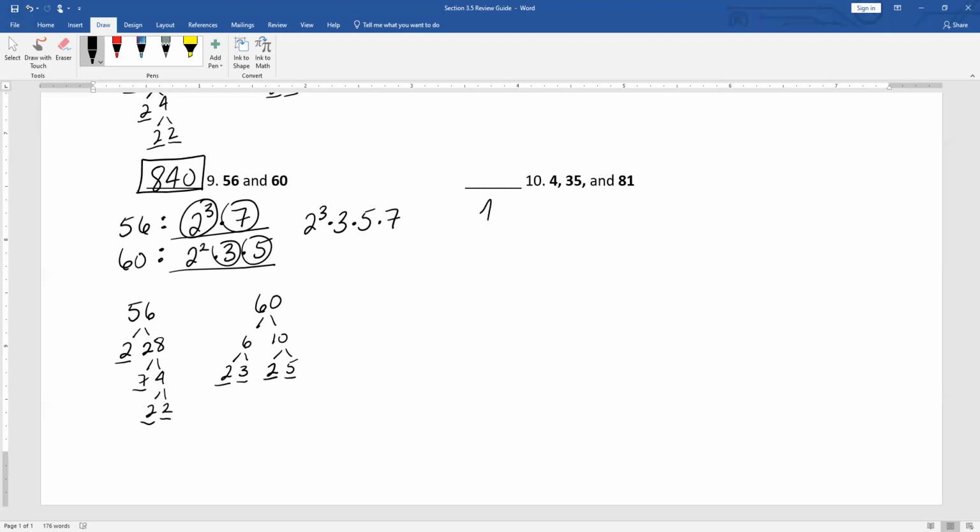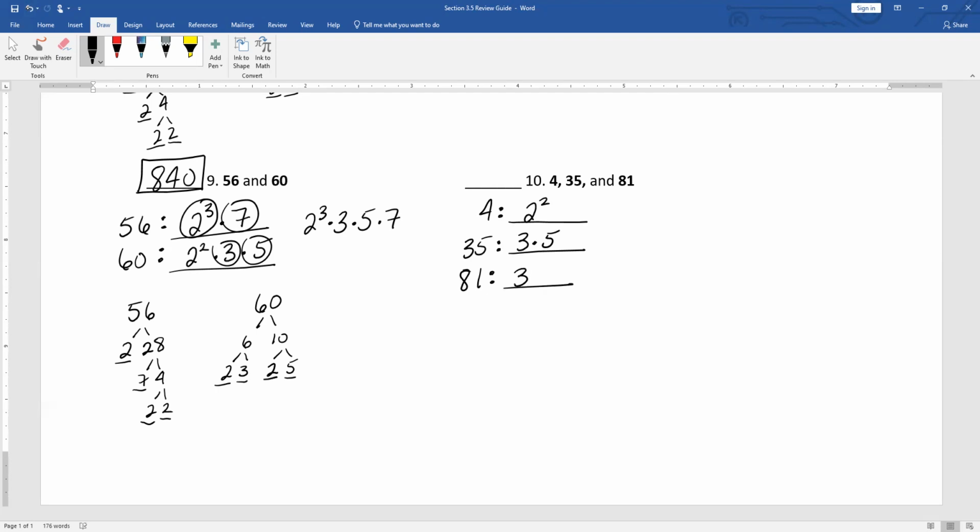Okay, last one, number 10. It's 4, 35, and 81. These are actually not that big. We might can do them in our head. You know, 4 is 2 times 2, so that's just a 2 squared. 35 is 5 times 7, and 81 is 3 times 27.